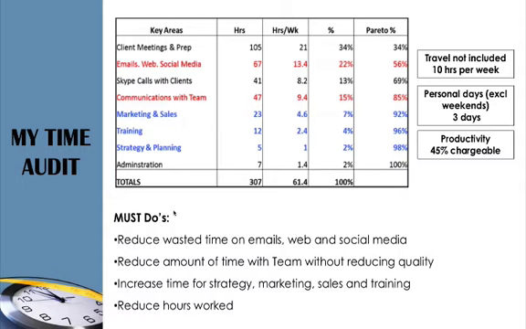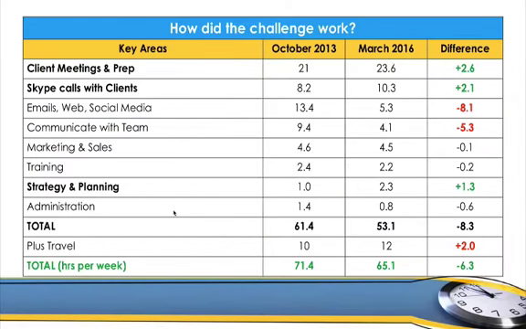So what I needed to do was focus on reducing time on emails, spend quality time with the team but less time doing it, and increase the time for strategy, marketing, sales, training, that sort of stuff, and reduce the overall hours worked. And remember, my aim was to save 8 hours in every week. Well, here's how it worked out for me.